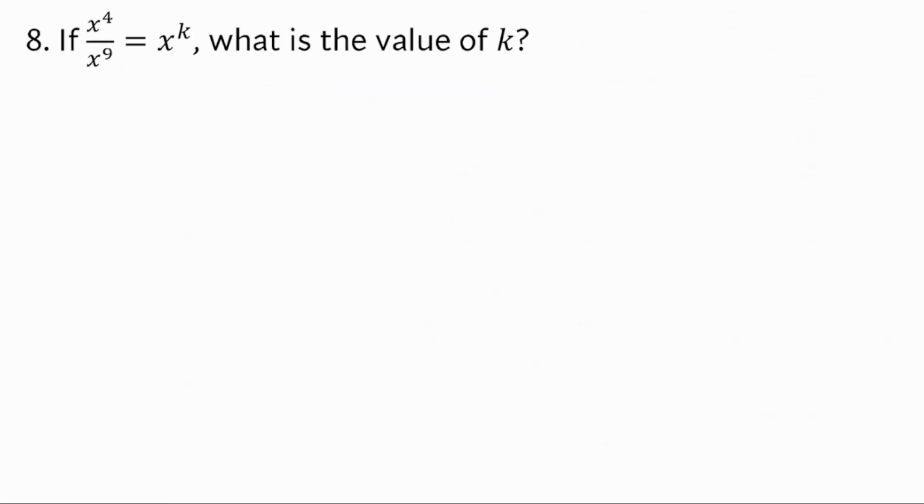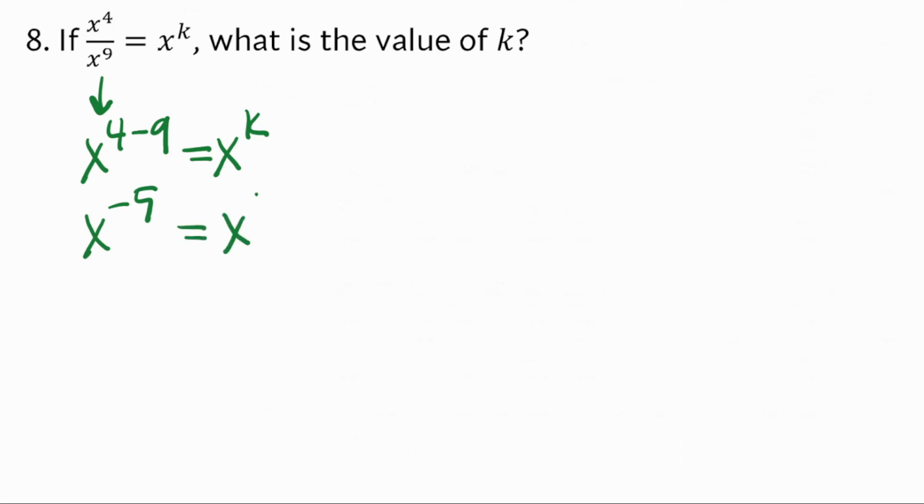And then the last problem is x to the 4 divided by x to the 9. Okay, that's going to be x to the 4 minus 9 is equal to x to the k. And 4 minus 9 is negative 5. And then it's looking to me like k is going to equal negative 5. And that's all for this quiz.